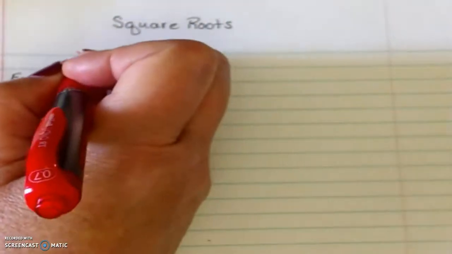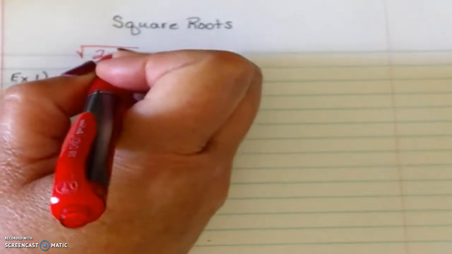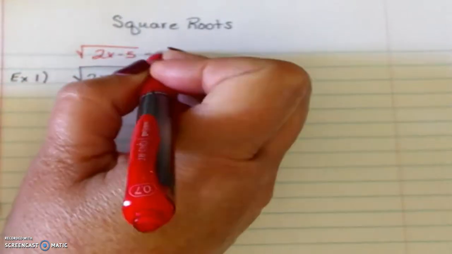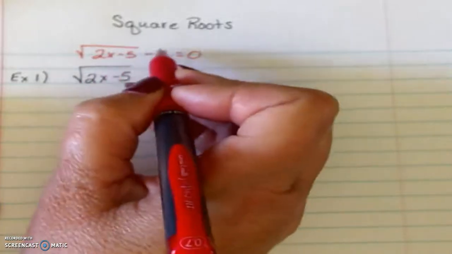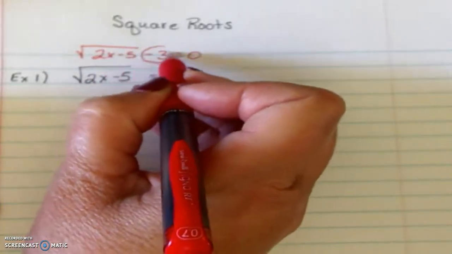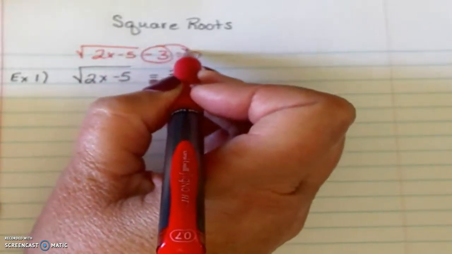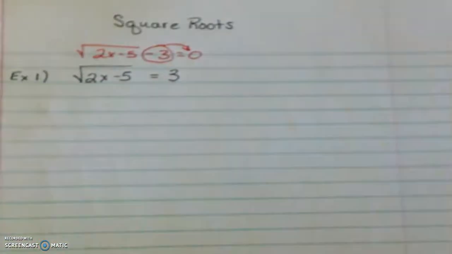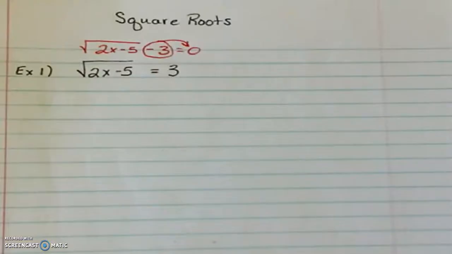So for an example, if I told you we had the square root of 2x minus 5, minus 3 equals 0, the first thing to do is to isolate that radical and move this constant over to the other side. So then you would have the equation that we are starting with right now. Okay, that's better. Now I have it focused.